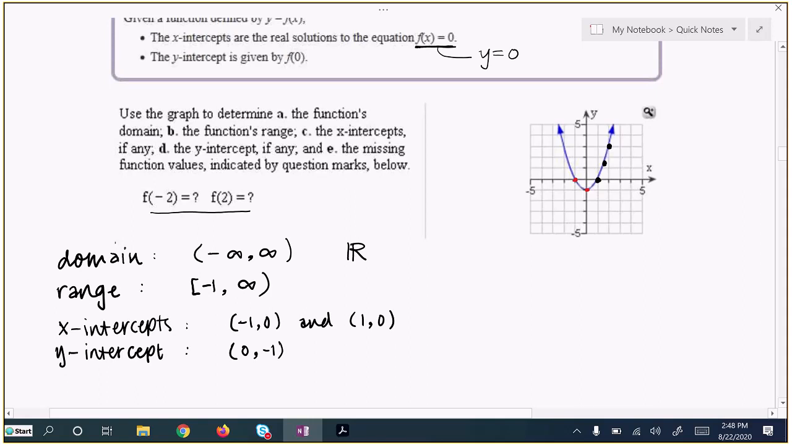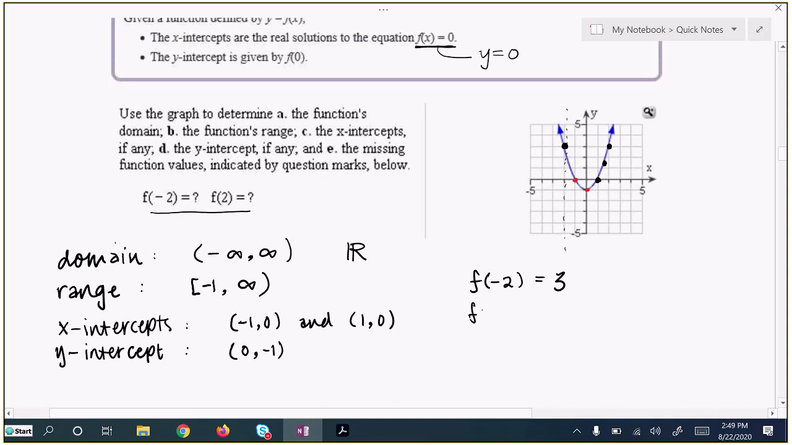Okay, finally, we want to fill in the missing function values indicated. So it's asking us to find the function value when x is -2 and the function value when x is 2. So this notation, f(-2), means what y value do I get when x is equal to -2? So let's go over to x is equal to -2 and draw this dotted line and see where that crosses our graph. Looks like it crosses it here. So when x is equal to -2, y is equal to 3. We just count up, so we say that's equal to 3.